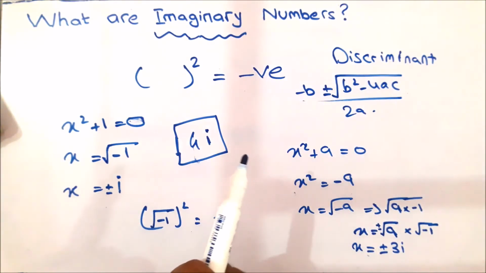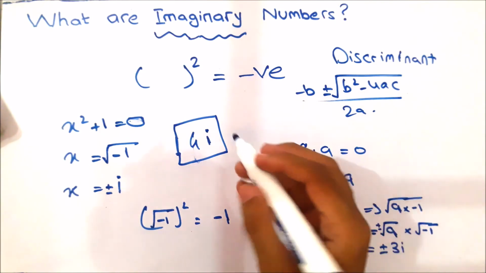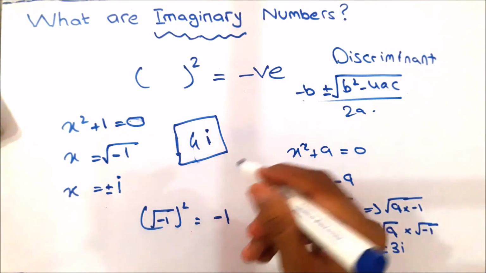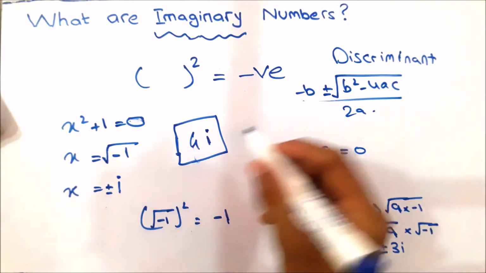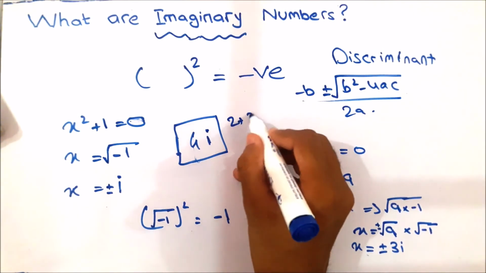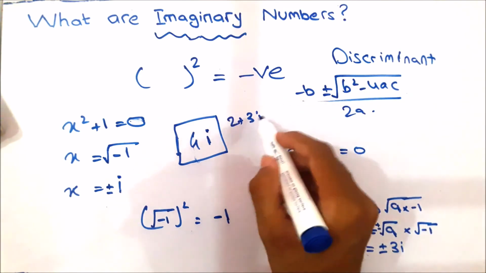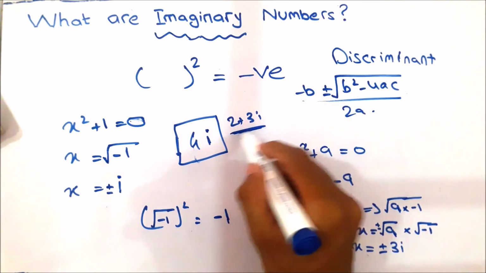In the next video, we will cover what complex numbers are. An imaginary number when it has a real number with it, like 2 plus 3 iota, I'm just giving you a hint of it. These are complex numbers. We'll discuss these numbers in the next video.